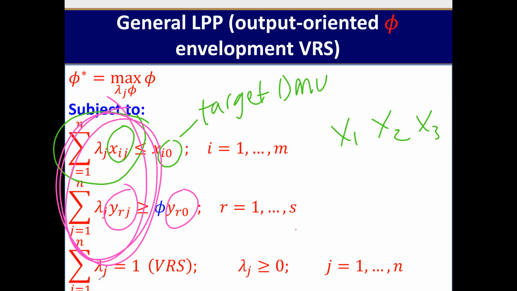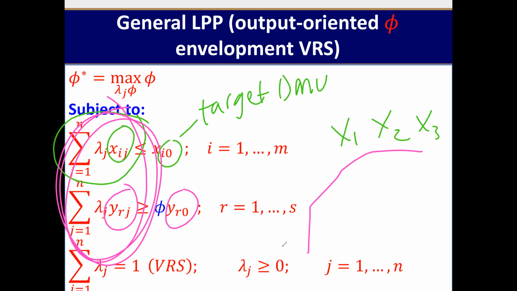So if the frontier is going to be a straight line, then that is constant returns to scale. In that case, the VRS constraint is not there. But if it is going to be piecewise, then that is VRS. That is when we have this constraint there.